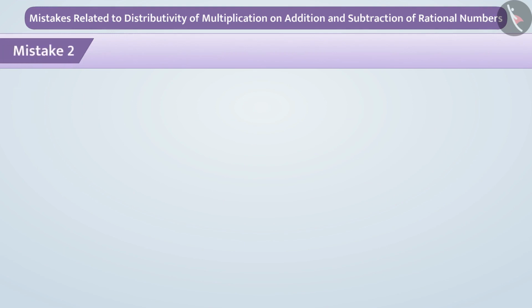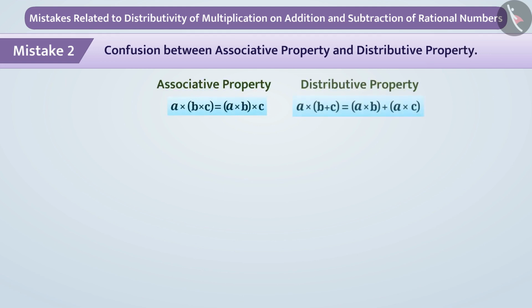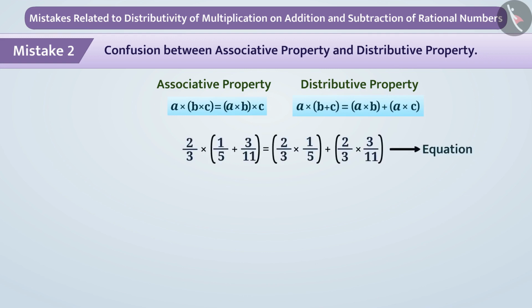Mistake 2. Confusion between associative property and distributive property. Some children have confusion between associative property and distributive property because both properties are related to the use of parentheses. If they are asked which property is used in this equation, then looking at the parentheses, they tell that the associative property is used in this equation. It is necessary to understand that the multiplication is distributive over addition here.